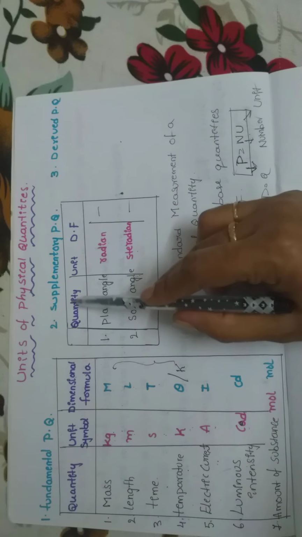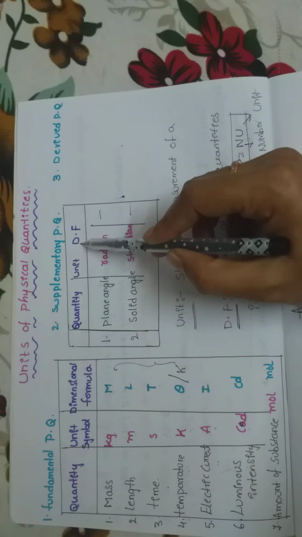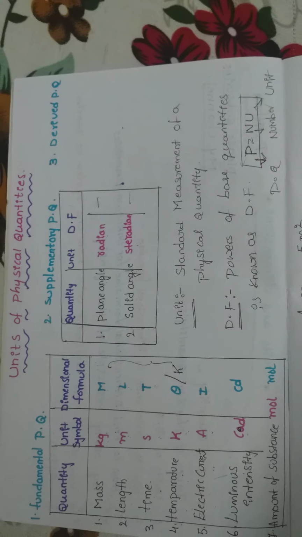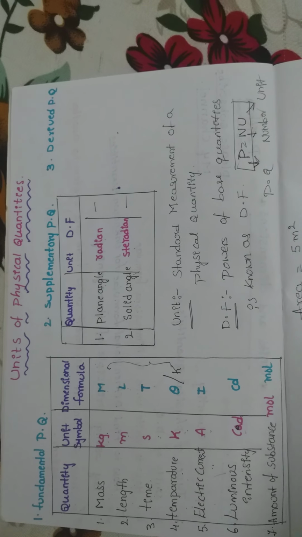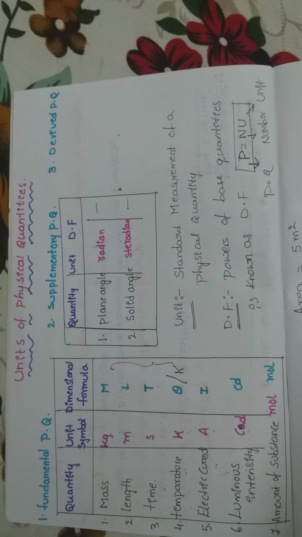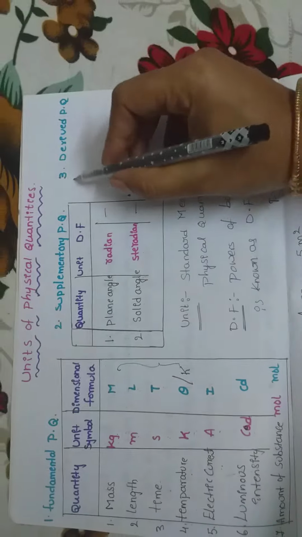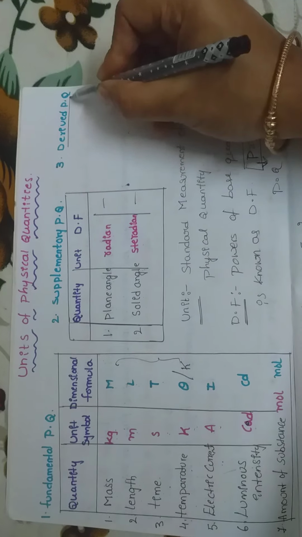But for supplementary physical quantities, there is no dimensional formula. So there is no dimensional formula for supplementary physical quantities. Please, everyone should remember this term. Is it clear? Then coming to derived physical quantities.